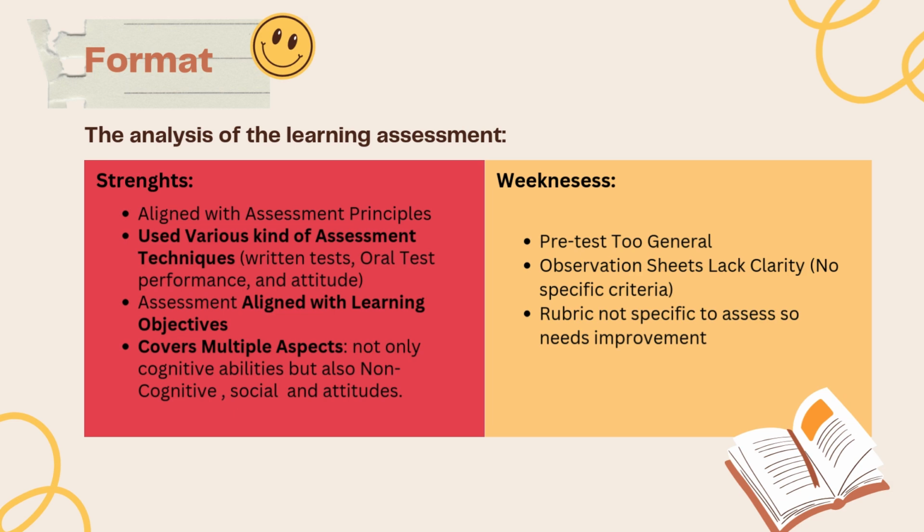However, there are some weaknesses that need to be improved. The first one, the pre-test questions are too general and not focused on core material. The second one, observation criteria need to be more clearly detailed. For example, to assess student performance in reading aloud, the criteria could include aspects such as intonation, articulation, fluency, and expression. And the last one, the scoring rubric for oral and presentation could be more varied to cover different aspects of skill that are being assessed.